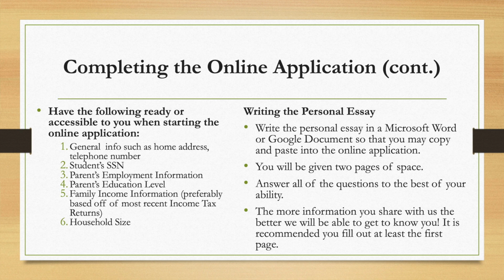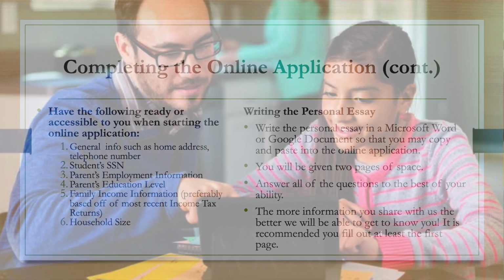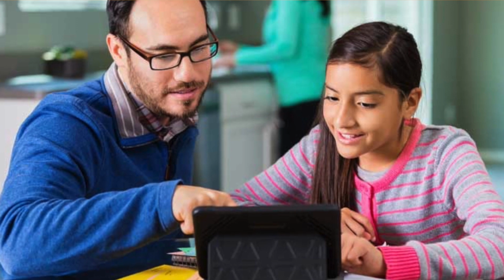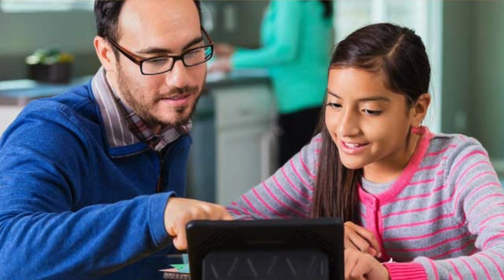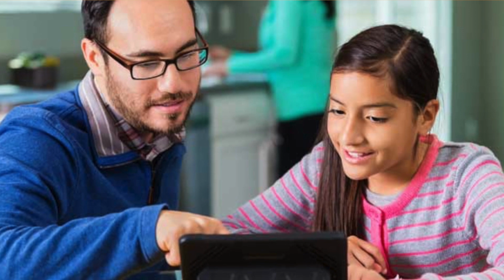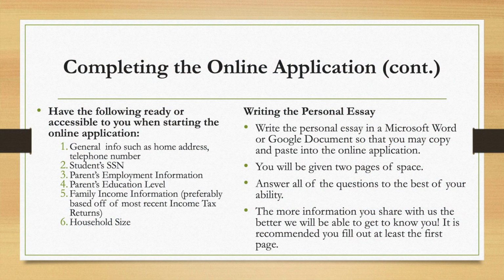We recommend that you have your general info such as your address and your telephone number. For students, you're going to need to know your social security number. For parents, you're going to need to know their employment information, like their employer and work phone, the parent's education level, family income information, and household size. Again, the application is something that we encourage both the student and the parent to sit down and complete together.